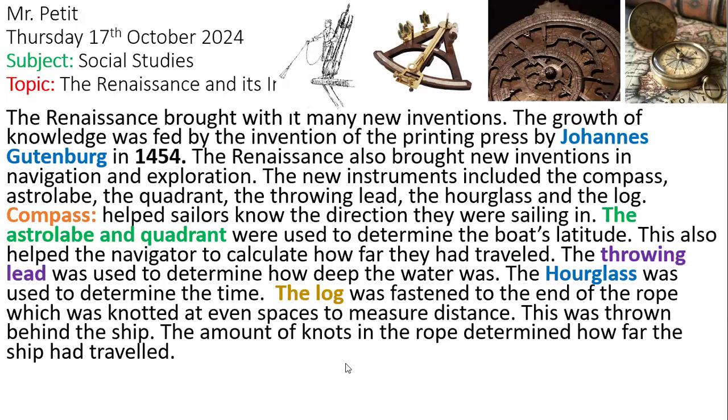It helps sailors to know the direction. Very good.